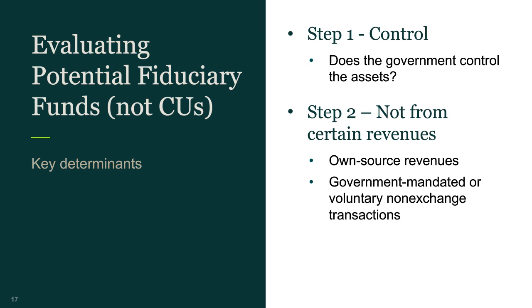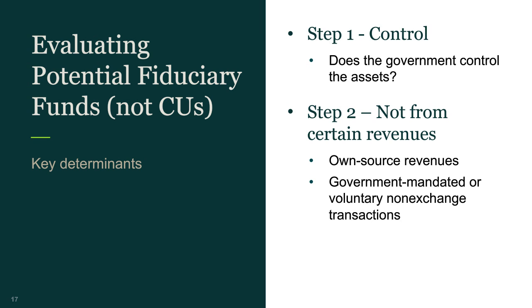You would then move on to the next evaluation step, which is to determine the source of the revenues for the activity in question. Fiduciary funds cannot have revenues that are derived from the primary government's own source revenues. So you think about that, well, what does that really mean?